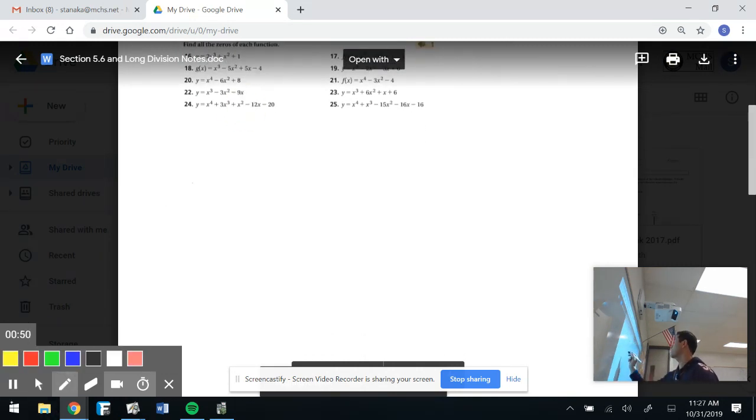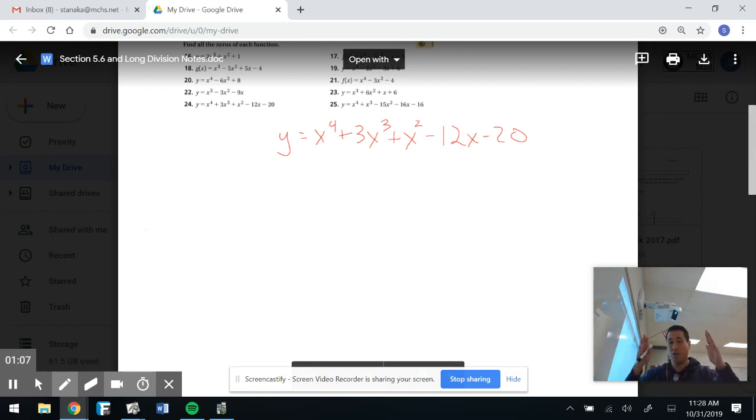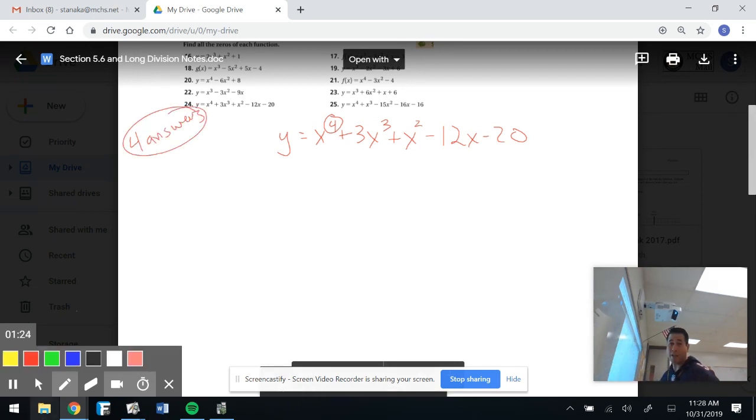It says y equals x to the fourth plus 3x cubed plus x squared minus 12x minus 20. And what we're asking you to do is to find all the roots, find all the zeros. They could be real, they could be rational, they could be irrational, or they even could be imaginary, or what we call complex. Now we all know that if that's a 4 right there, I better get 4 answers. Some of them could be real, some of them could be complex, but I better get 4 of them.